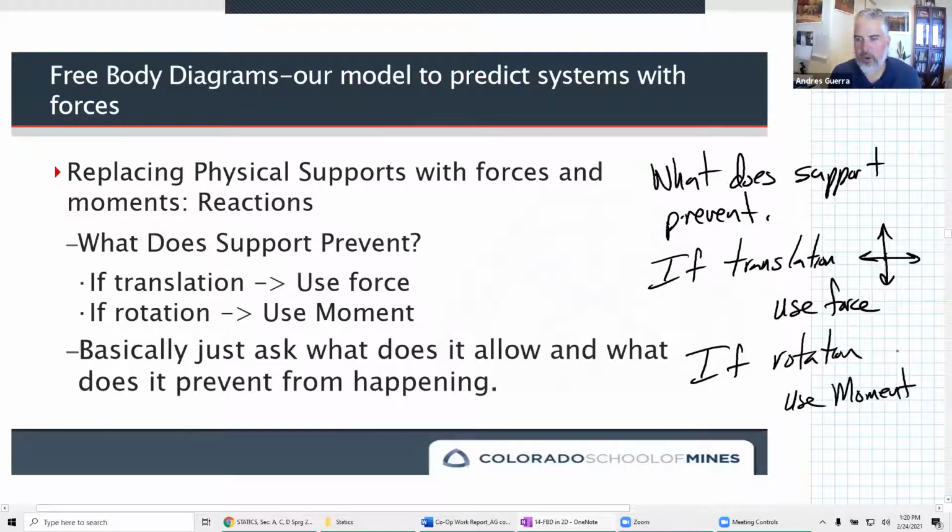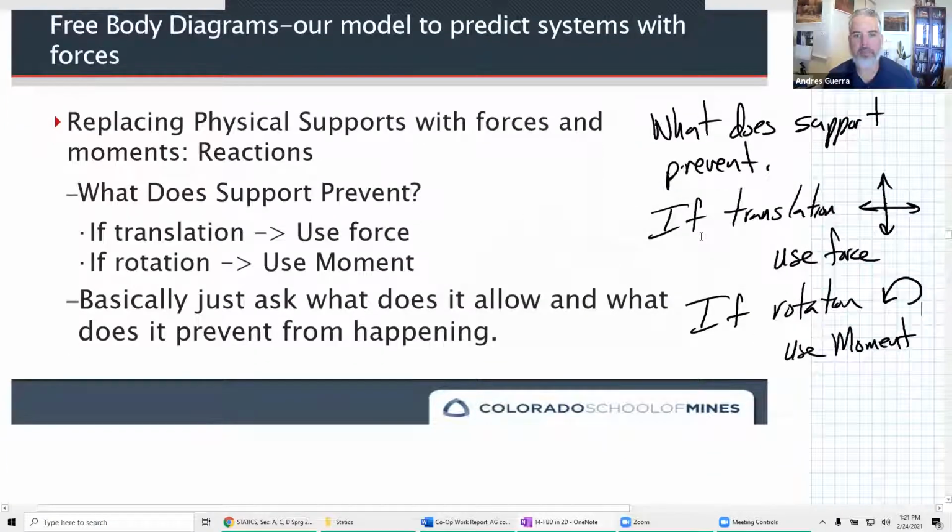Preventing rotation means it's preventing it from rotating. So basically, we're just asking what does it allow and what does it prevent from happening? We can look at each of our supports and ask ourselves that question, rather than trying to memorize them. There are about 10 of them in Table 5.1, and it's really just a matter of what does it prevent and what does it allow.